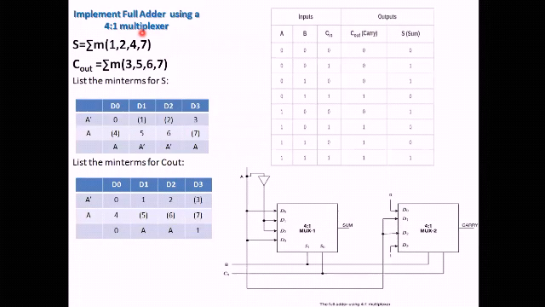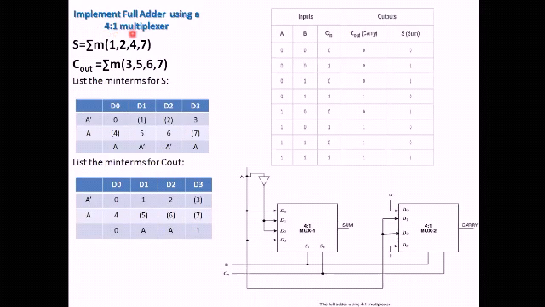You can also do a full subtractor. This will be your assignment. So what is your assignment? You have to implement a full subtractor using a 4:1 multiplexer. Now see, the question is given: implement a full adder using a 4:1 multiplexer.